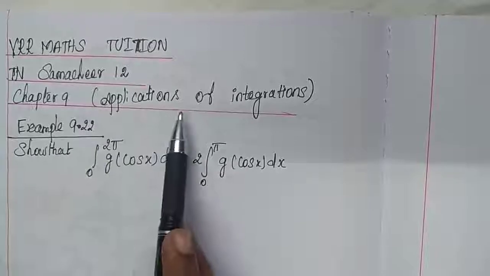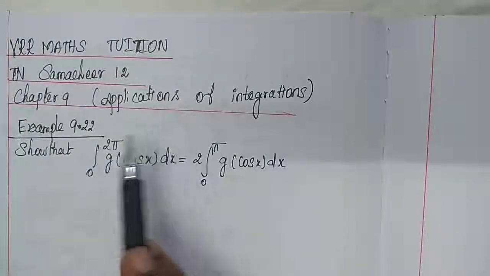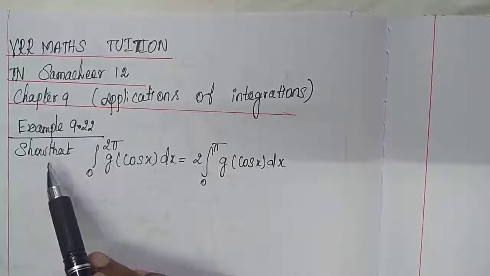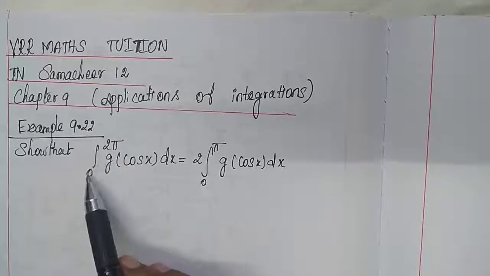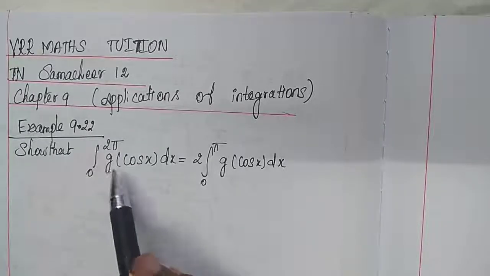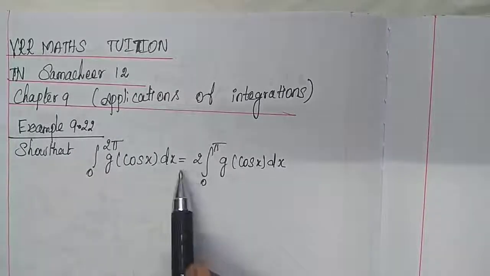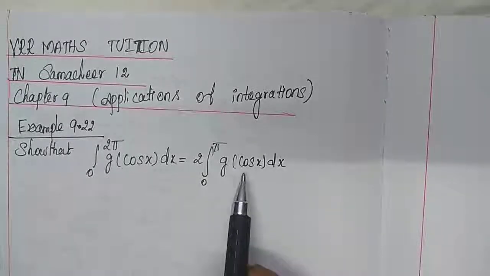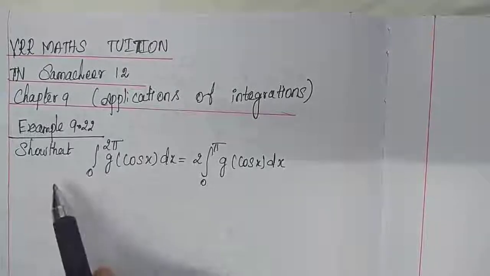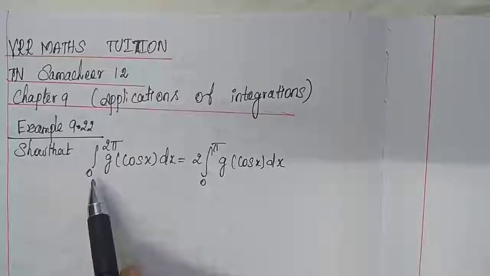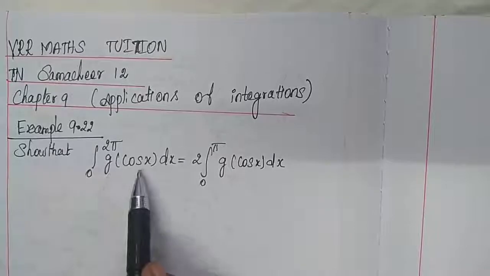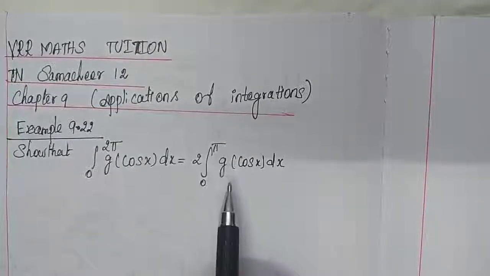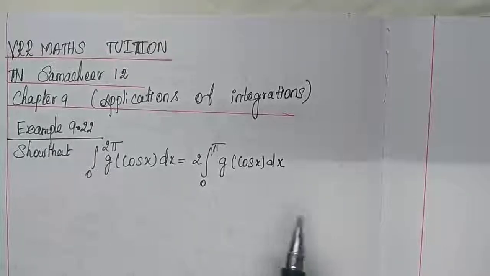Chapter 9, Applications of Integrations. Example 9.22. The question is, show that the integral from 0 to 2π of g of cos x dx equals 2 times the integral from 0 to π of g of cos x dx.